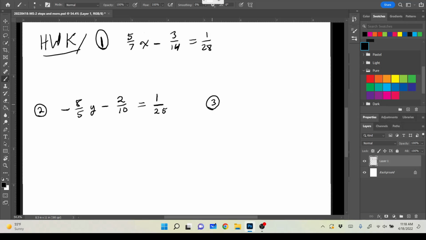One more, let's do 2/3 plus, let's do another one like this, and plus 2/9 equals 4/15. No, bad choice. Sorry, that's not going to be a good idea. How about let's do 1/18 x. So there's homework.